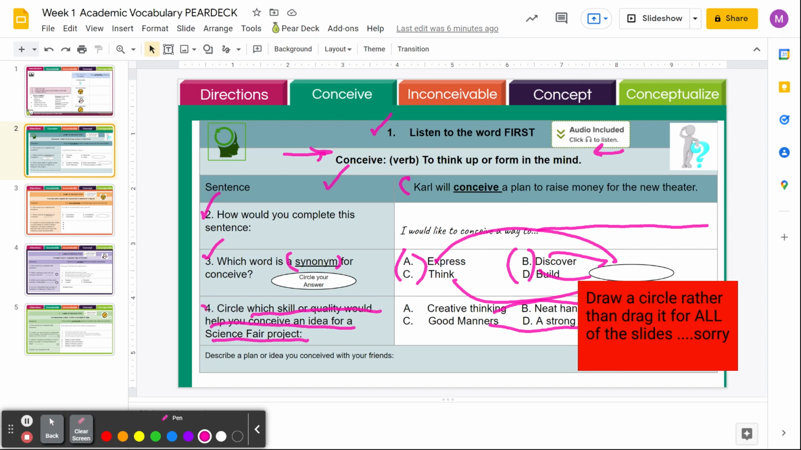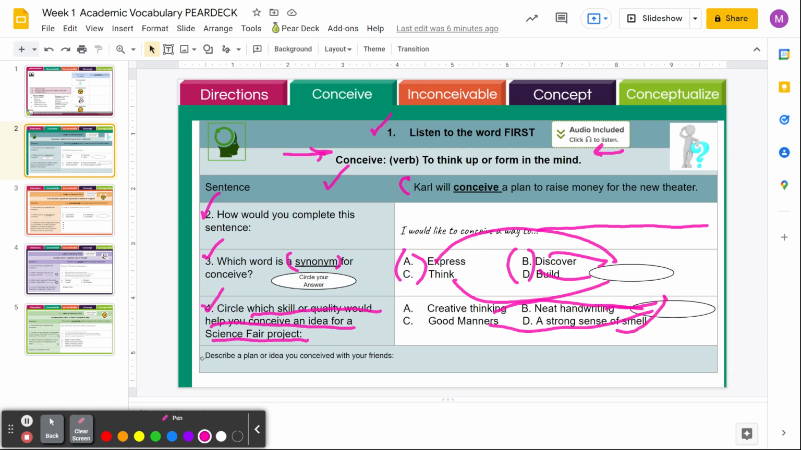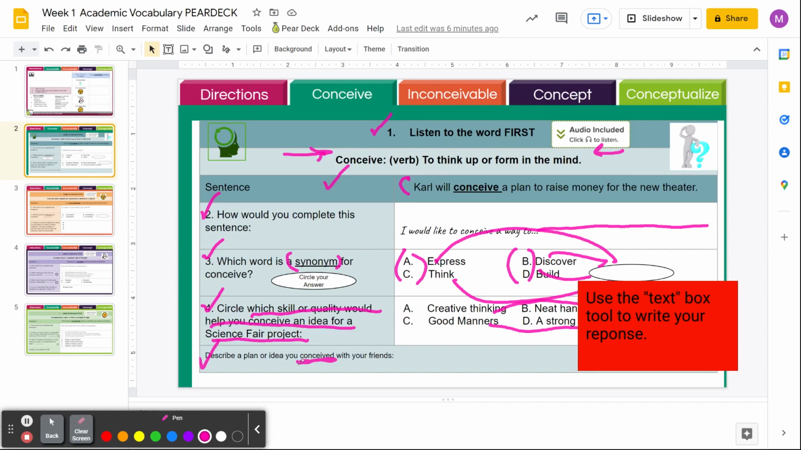And then lastly, describe a plan or idea you have conceived with your friends. Notice how for this last activity, we are integrating that word into both our thinking, our writing, and our reading. So go ahead and complete that right there.